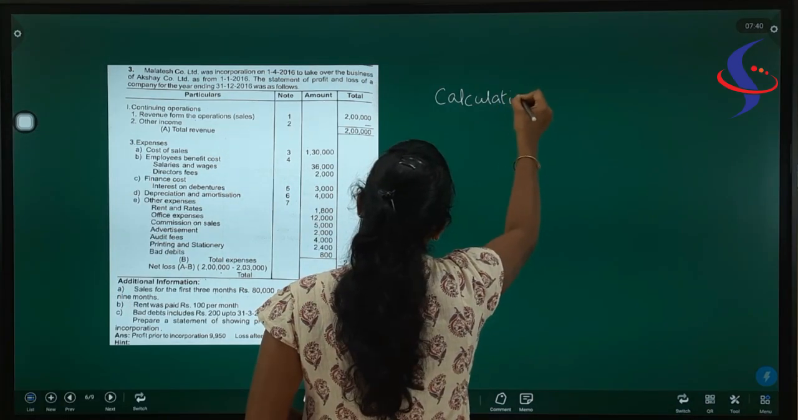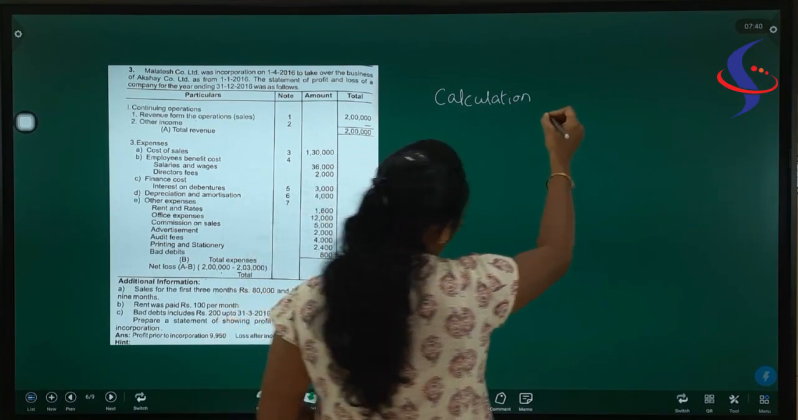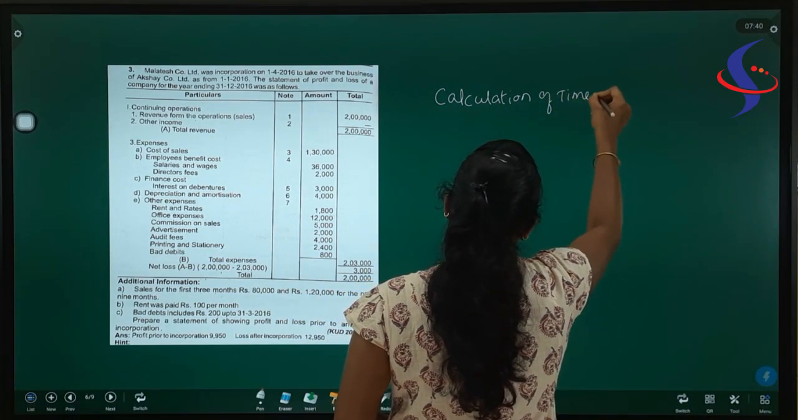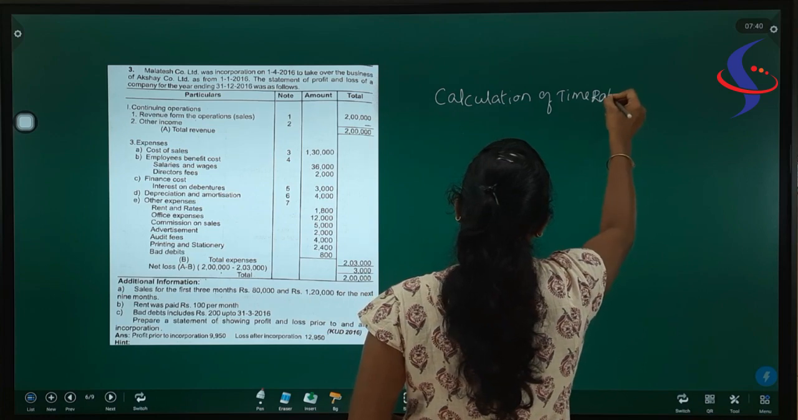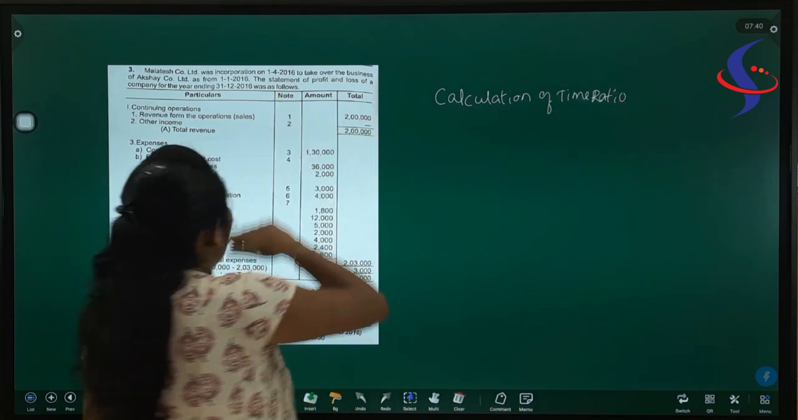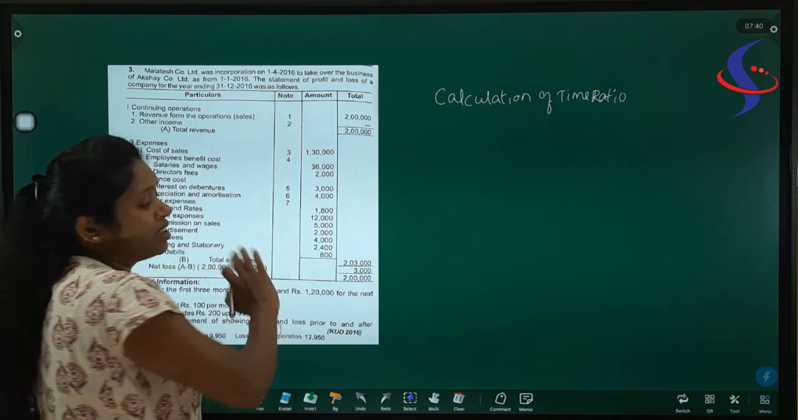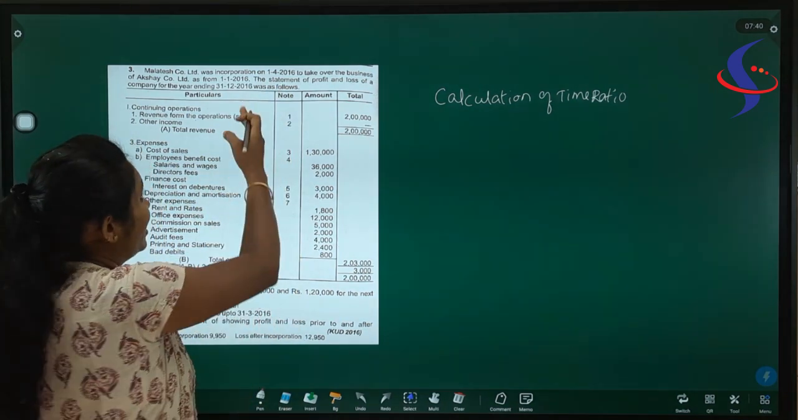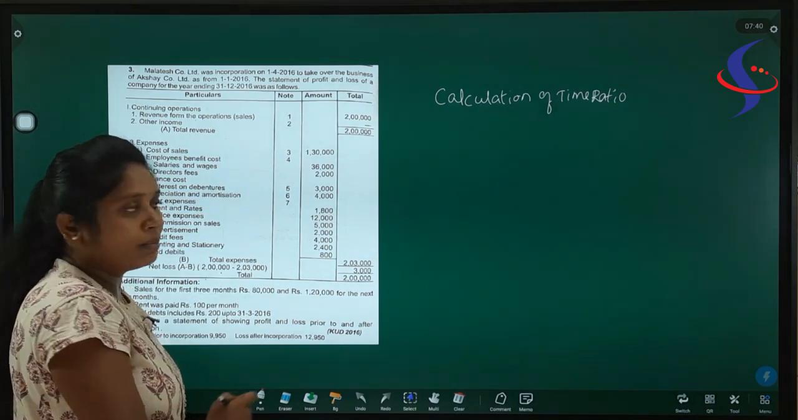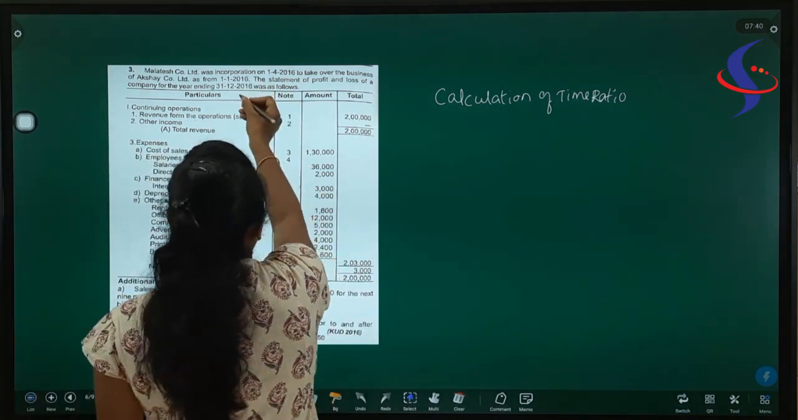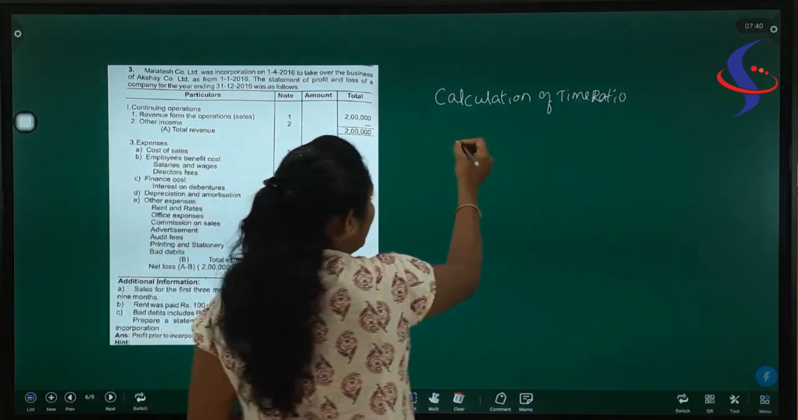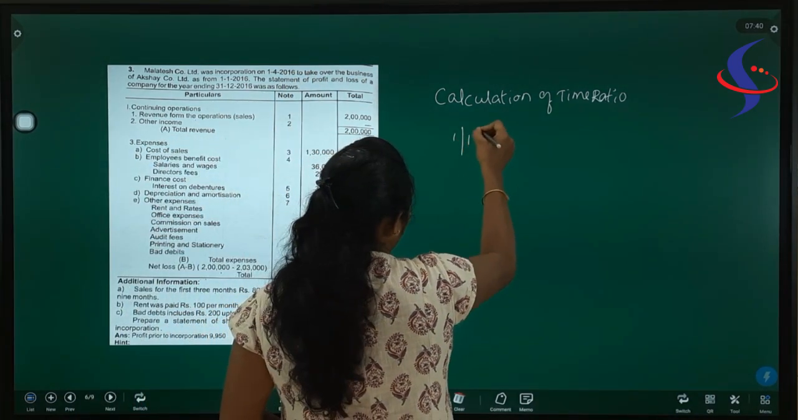I already told you, in order to prepare time ratio, we need to take all the three dates given in the question and write them in chronological order. Which will come first? All are in 2016 only. It is a calendar year. You can see it started on 1st January and it ends on 31st December. So we have 1st January, 1st April, and 31st December.